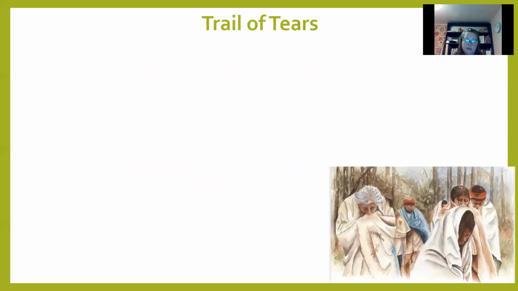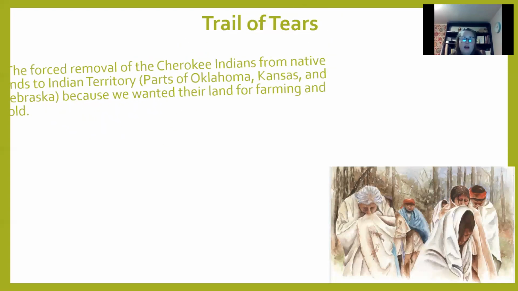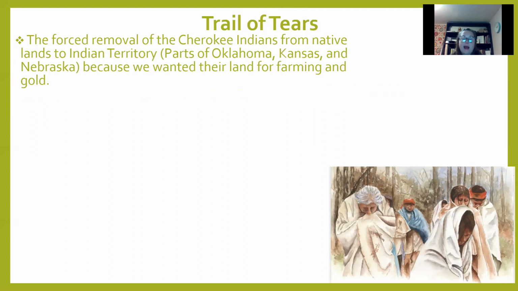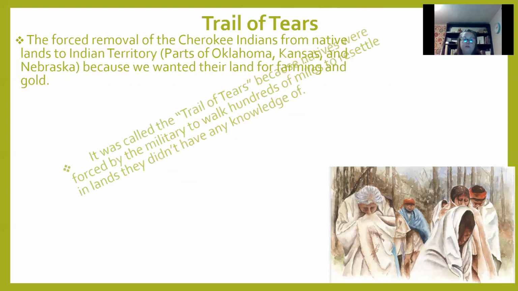So this is where we get the Trail of Tears, and literally reading about it makes me want to cry. I hope you understand how impactful this was on the Native Americans in America. It was the forced removal of the Cherokee Indians from native lands to Indian Territory, parts of Oklahoma, Kansas, and Nebraska, because he wanted their land for farming and gold. Although some Native Americans did sign treaties with the US government, many did not and were forcefully removed from their land.